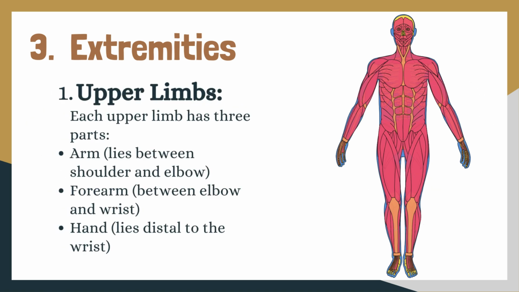In case of the upper limbs, each upper limb has three parts. Arm: it lies between the shoulder and elbow. Forearm: between the elbow and wrist. Hand: lies distal to the wrist.